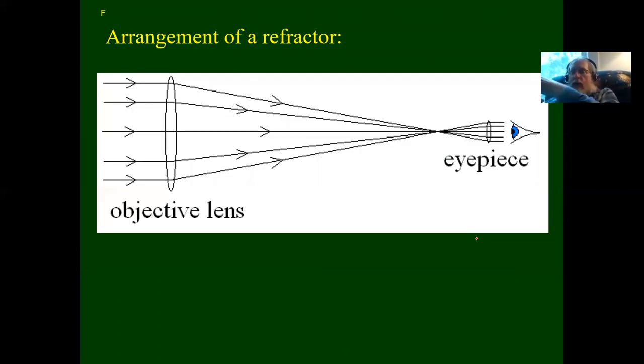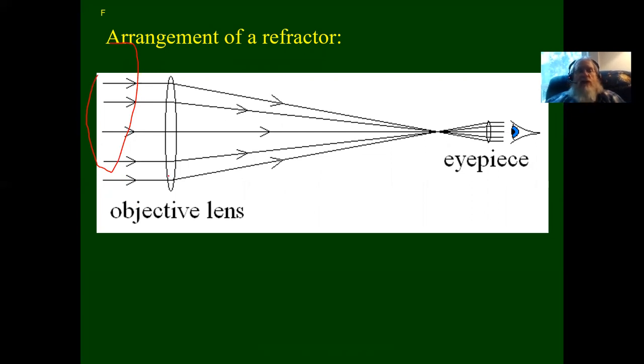All right, now for astronomical purposes, this is the most common arrangement of a refracting telescope. Looking at something way off to the left somewhere, so far away that the light from that distant object from the left is basically coming in parallel.